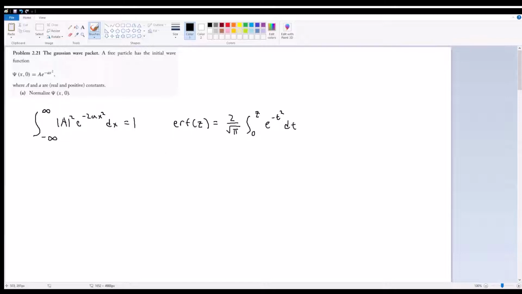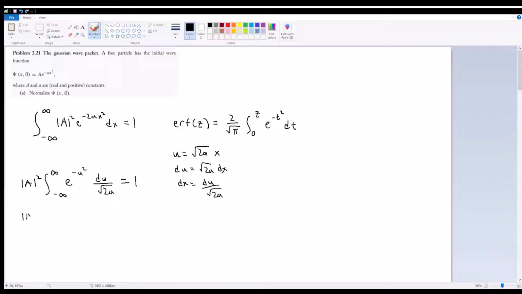So all we have to do here is a change of variables. We say u equals square root of 2a times x. That means du equals square root of 2a dx, which means that dx equals du over square root of 2a. So what we have left is magnitude A squared, integral from negative infinity to infinity of e to the negative u squared times du over square root of 2a. And this has to equal 1.